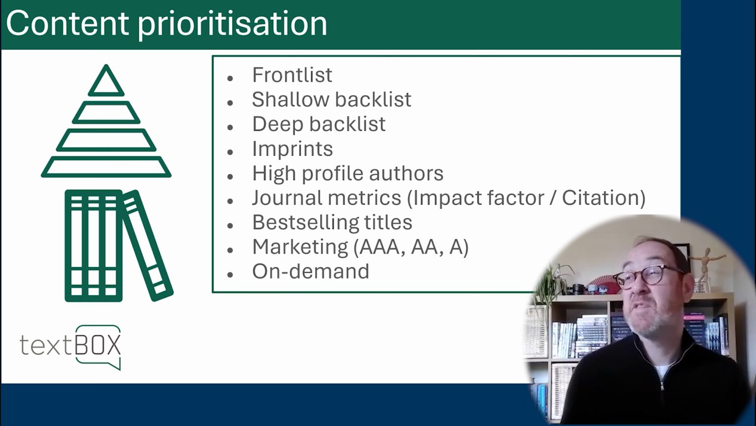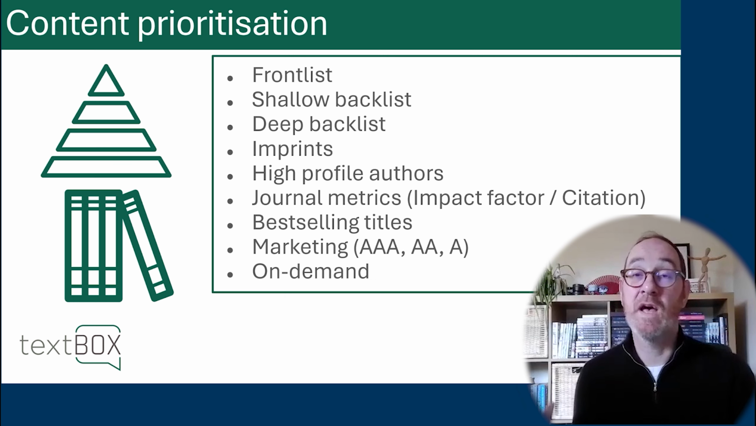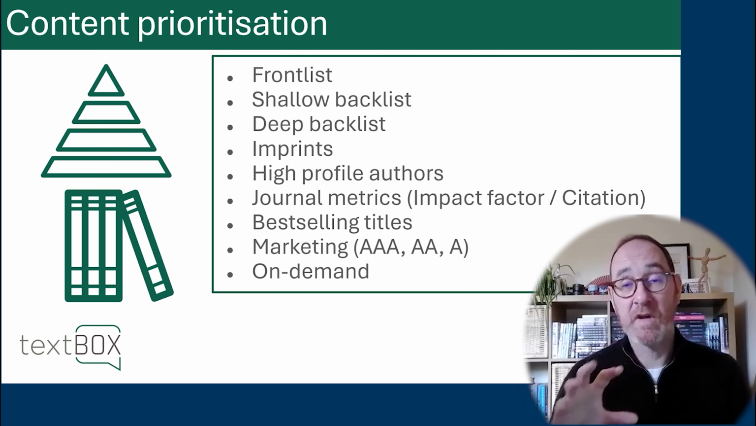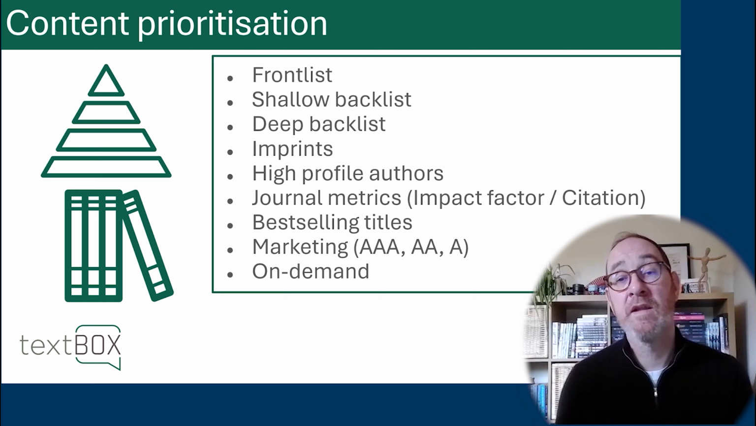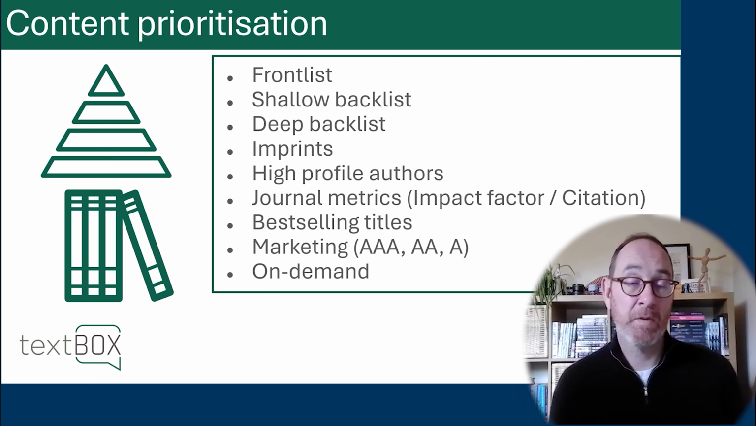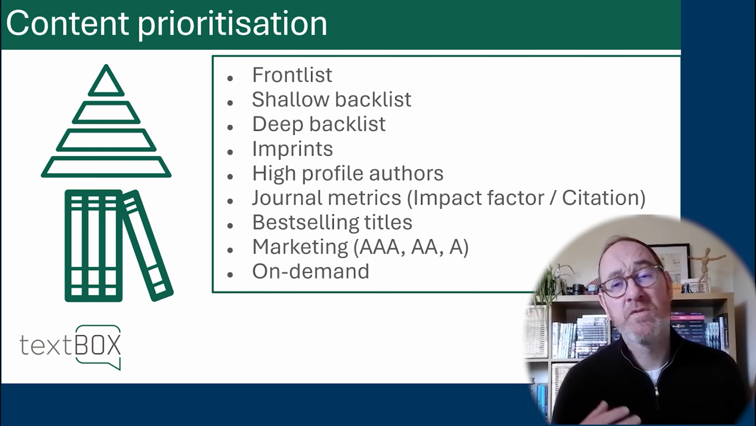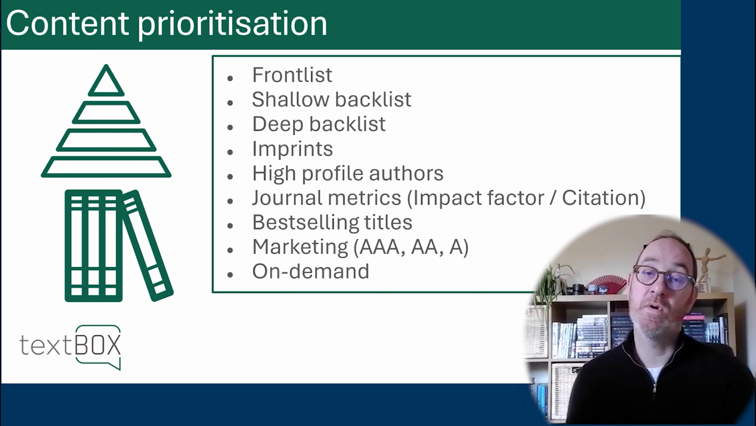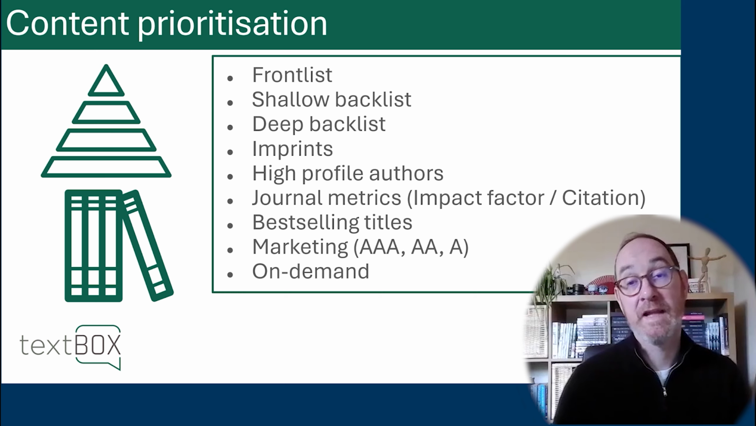Another aspect to think about is marketing. Some publishers assign various marketing budgets to their content. So AAA, AA, A, whatever it may be in your publisher, gold, silver, bronze. So AAA content may be more important for you, so it may have a higher prioritization in your alt text vendors list.